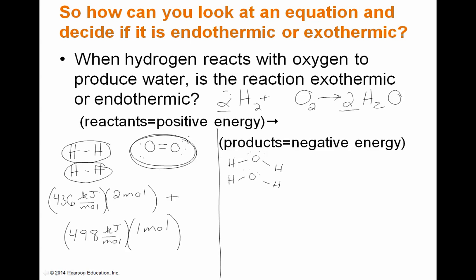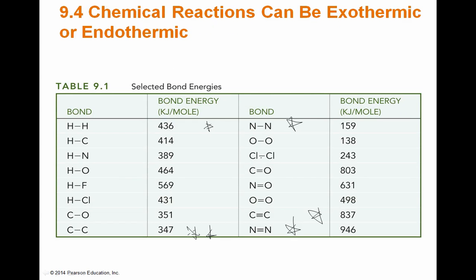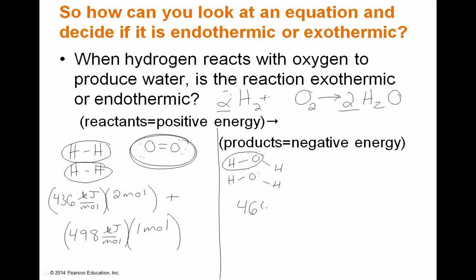Then, over here, all of these products are going to be negative. What types of bonds do we have here? Well, we have a hydrogen to oxygen bond. We look on our table, the hydrogen to oxygen bond is 464 kilojoules per mole. And how many moles of them do we have? How many bonds do we have? 1 bond, 2 bonds, 3 bonds, 4 bonds. So we have 4 moles of them, and this is going to be negative because it's a product. Notice our moles cancel out, so our units should always just be in kilojoules.